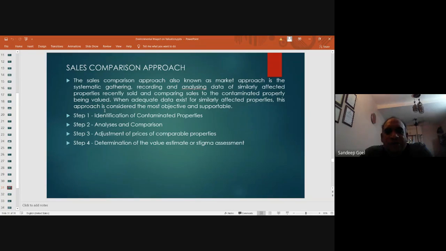Step 1 is identification of contaminated property. How do you do the valuation for contaminated properties? So this sales comparison approach is adopted. Clear? So step 1 is identification of contaminated properties. Then analyzing and comparing it with non-contaminated properties. Then adjustment of prices of comparable properties: when you compare the properties, how the adjustment of prices happens. Then determination of the value estimate or stigma assessment, which I have already explained in the previous example. Clear?